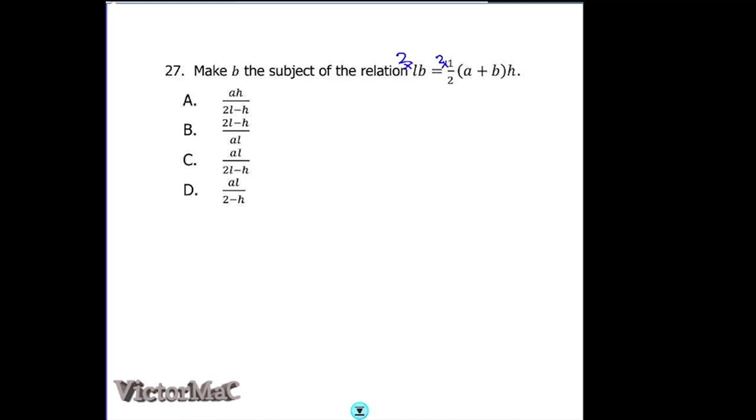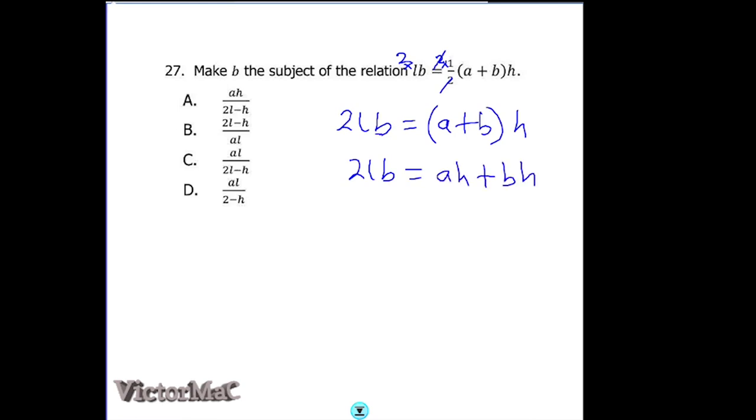So we're going to have 2LB, 2 cancel out 2 here. A plus B into H. So 2LB. Expanding the right hand side, we're going to have A times H, B times H. Bringing the terms involving B to one side, I'll transfer BH down here. So we have 2LB minus BH equals AH. And then factorizing B on the left hand side, B means 2L minus H as the quotient.